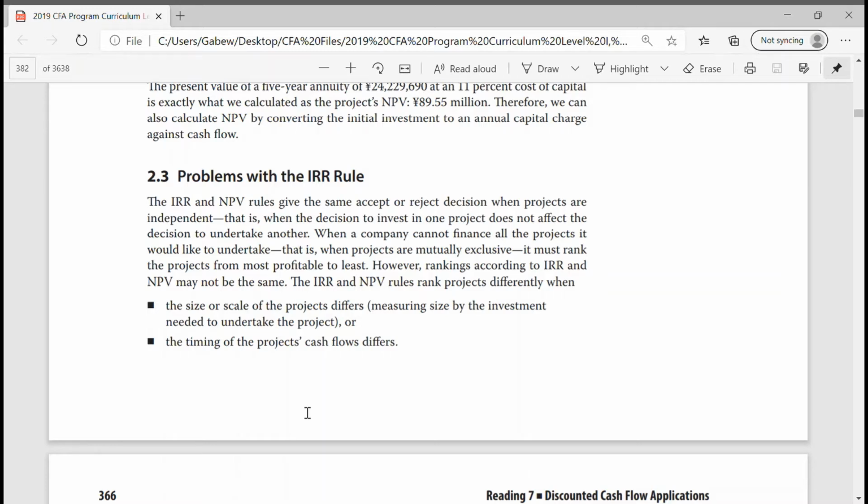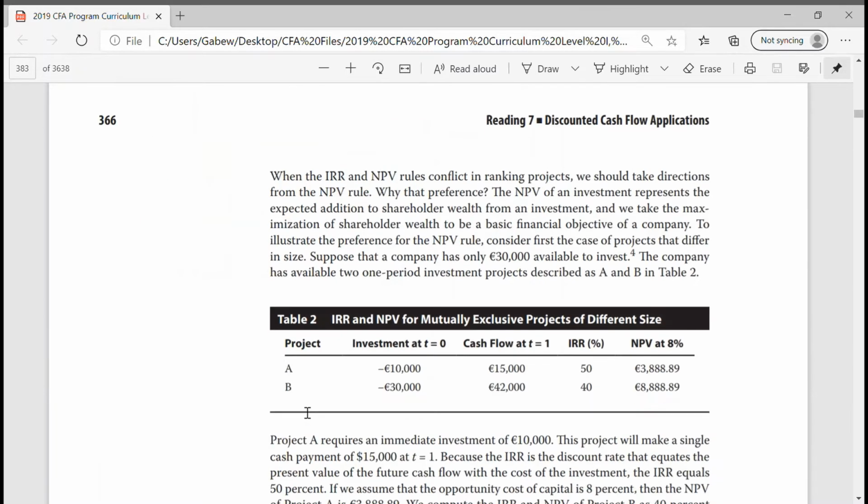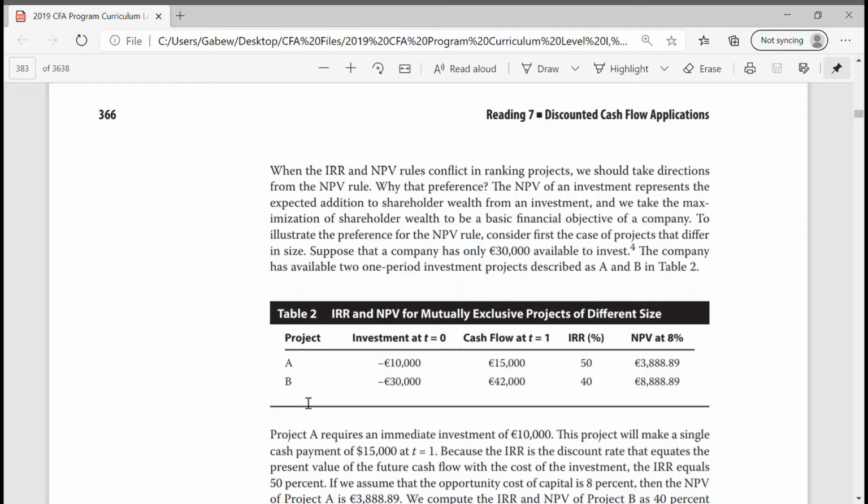When a company cannot finance all projects it would like to undertake, that is, when projects are mutually exclusive, it must rank the projects from most profitable to least. However, ranking according to IRR and NPV may not be the same. The IRR and NPV rules rank projects differently when the size or scale of the project differs, measuring size by the investment needed to undertake the project, or when the timing of the project's cash flow differs. When the IRR and NPV rules conflict in ranking projects, we should take direction from the NPV rule.